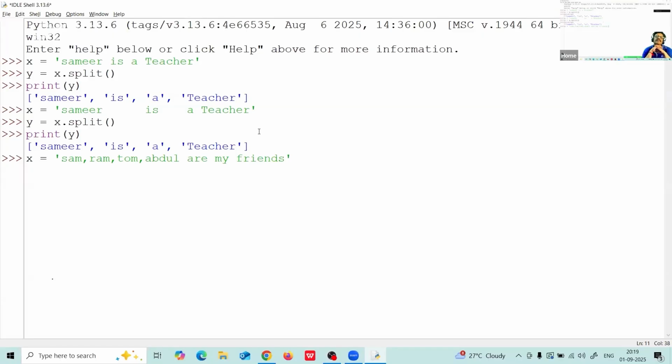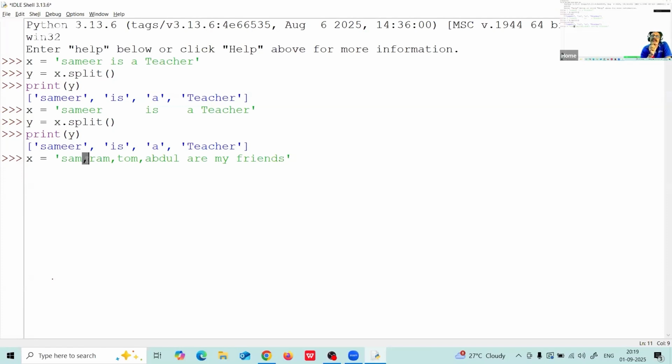This is my string. Okay. Sam, Ram, Abdul, Tom, Abdul are my friends. And I want to split the string but on the basis of comma, not on the basis of space. I hope you are understanding.